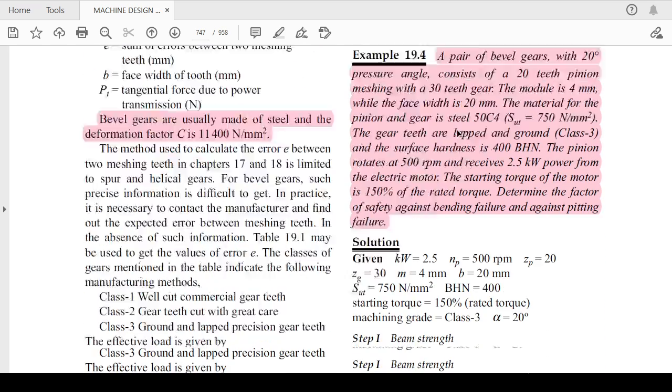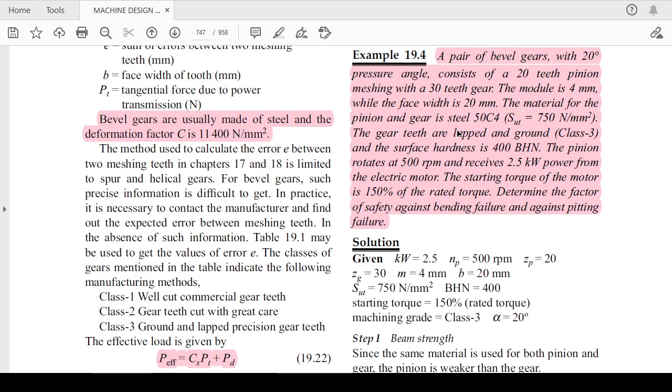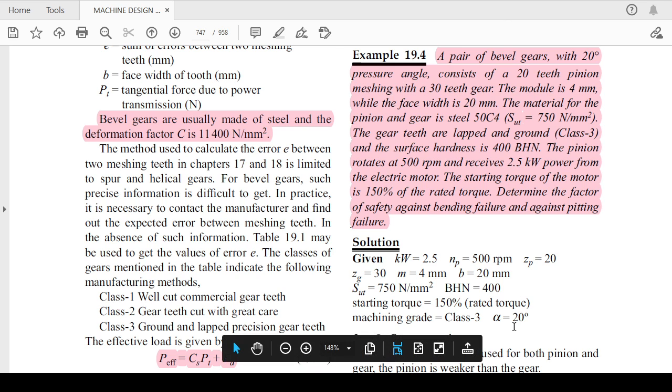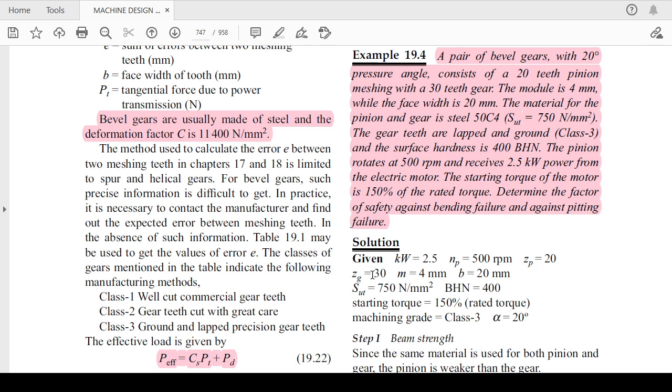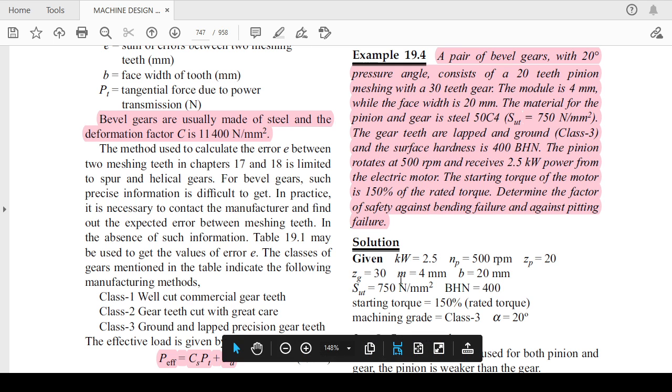So let's start with this example number 19.4 given in the Design of Machine Elements book, or machine design book, of B.B. Bhandari. A pair of bevel gears with 20-degree pressure angle, which means alpha is 20 degrees, consists of a 20 teeth pinion, which means the value of ZP is 20, with a 30 teeth gear, which means the ZG value is 30. The module is 4 mm, then the face width B is 20 mm.